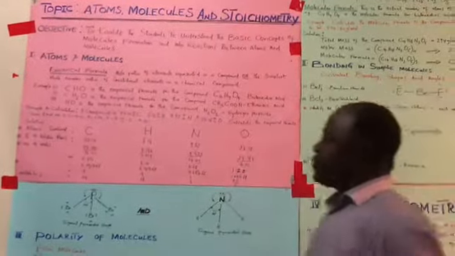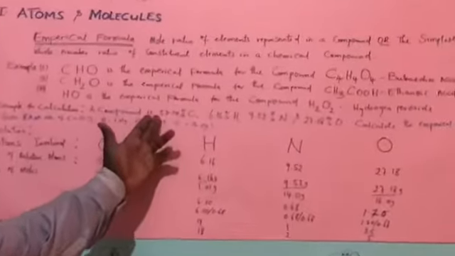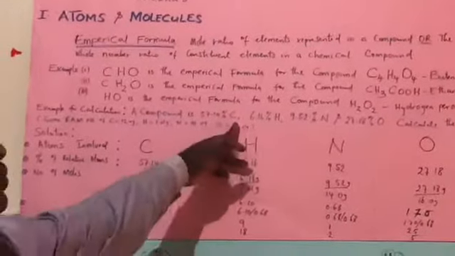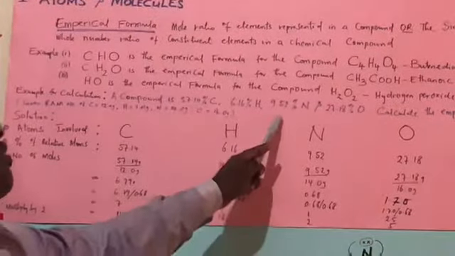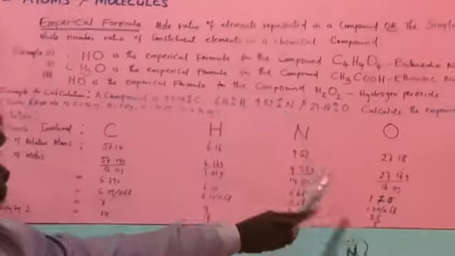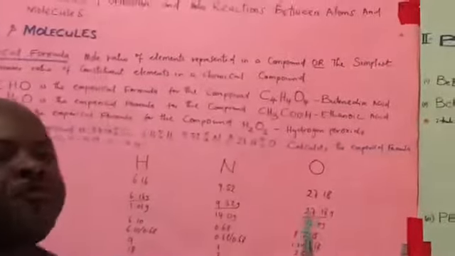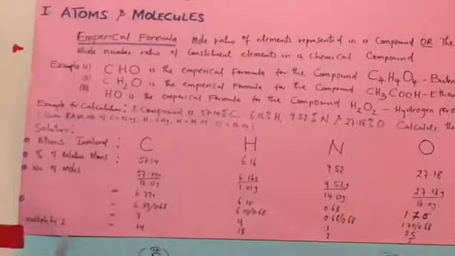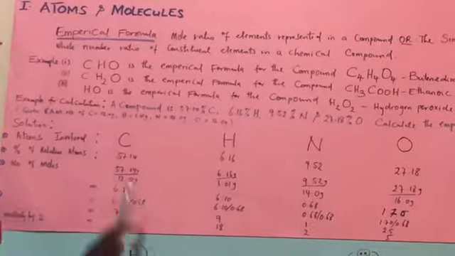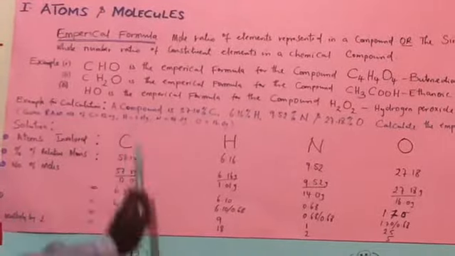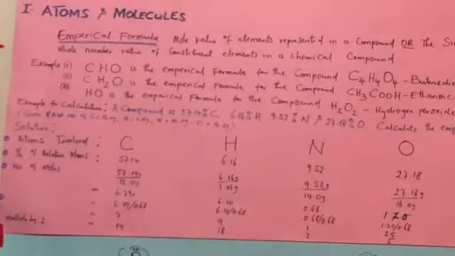Let's come to this compound. For instance, say a compound is 57.14% carbon, 6.16% hydrogen, 9.52% nitrogen, and 27.18% oxygen. Calculate the empirical formula, given the relative atomic mass of carbon equals 12.0 gram, hydrogen equals 1.01 gram, nitrogen equals 14.0 gram, and oxygen equals 16.0 gram.